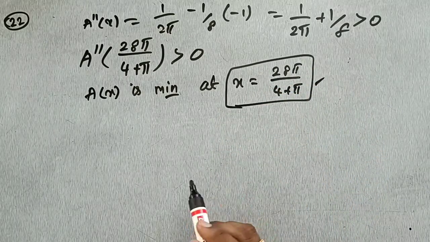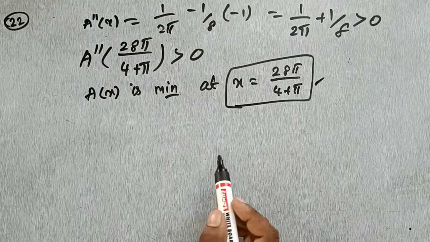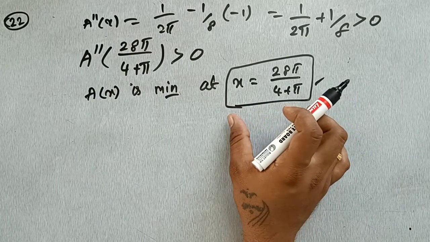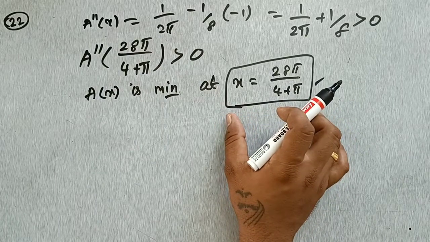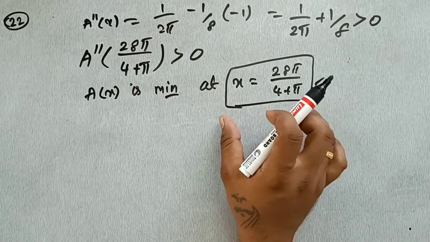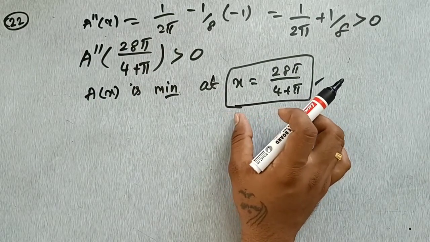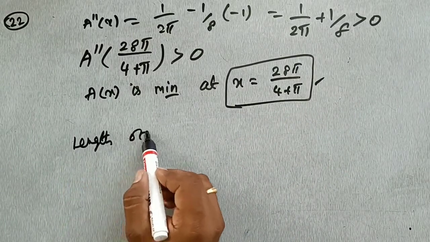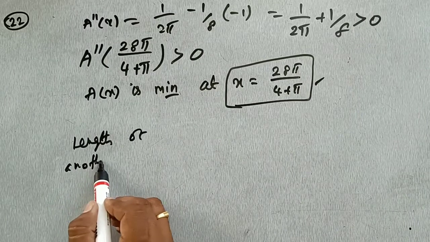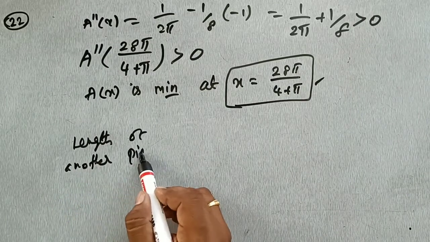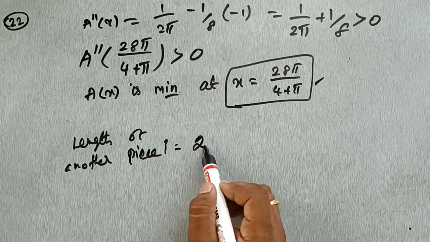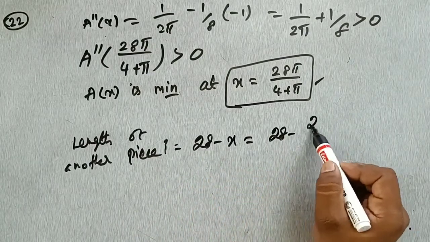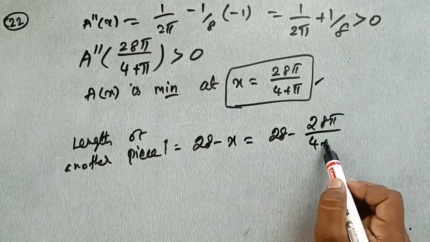So what about the other value? We have to find the piece to be made as a square. The square is nothing but 28 minus x. So the length of the other piece, the second piece, is equal to 28 minus x. So subtract from 28 here: 28 minus 28 pi divided by 4 plus pi.